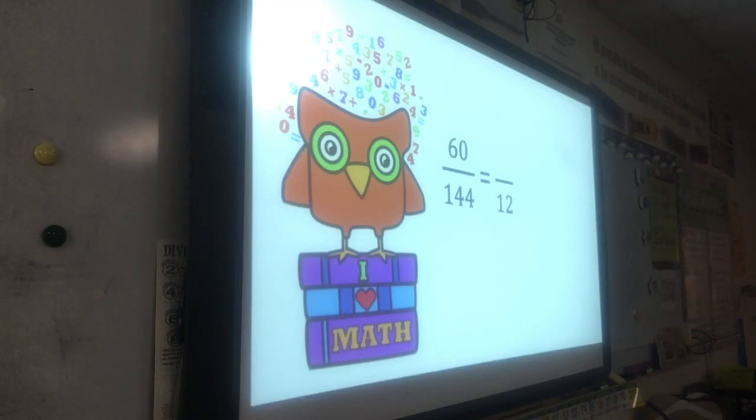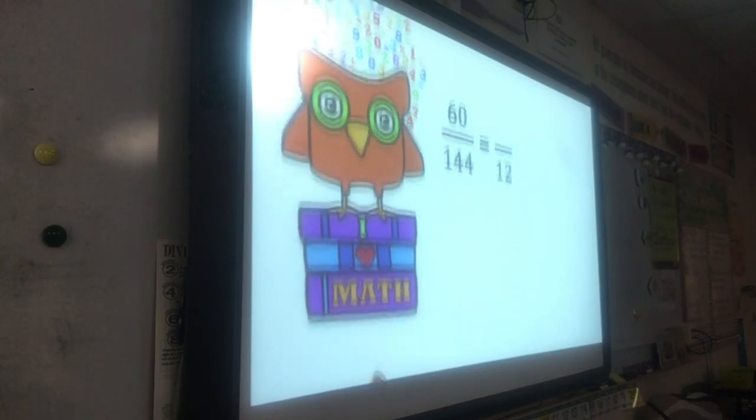Okay, we talked about 144 a little while ago. So 144 down to 12, and then the same thing needs to happen on the top. Lucas? So we divide 144 by 12 and we get 12, so 60 divided by 12 would be 4? Close. 5. Yes, so it's divide by 12, divide by 12, so the top has to be 5.